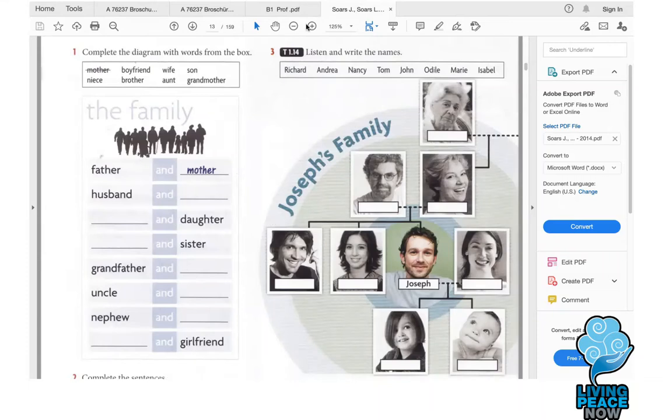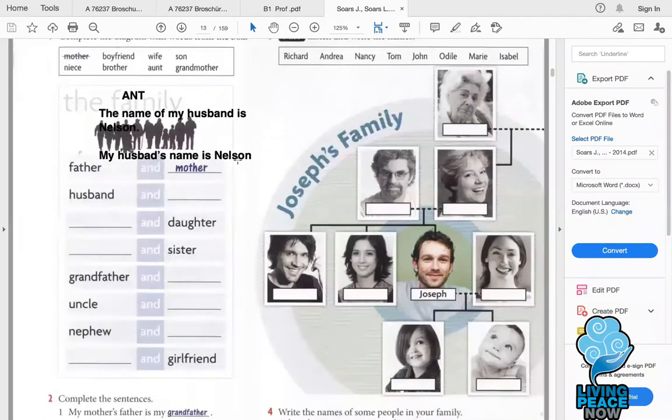Tape script 1.14. My family isn't very big. I have a sister, Andrea, she's 18, and a brother, Richard, he's 25. They're not married. I'm married, and my wife's name is Isabel. We have 2 children, a daughter, Nancy, she's 4, and a son, Tom, he's only 6 months old. We live near my parents. My dad's name is John, and my mum's is Odile. She's French. My grandmother lives with them. Her name's Marie. She's my mum's mum.